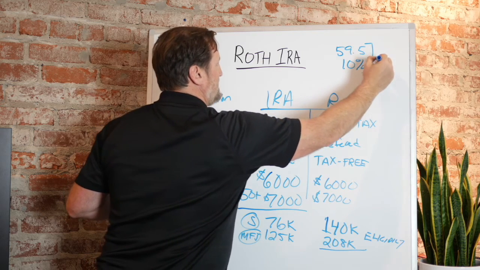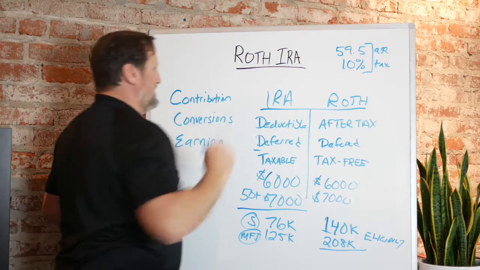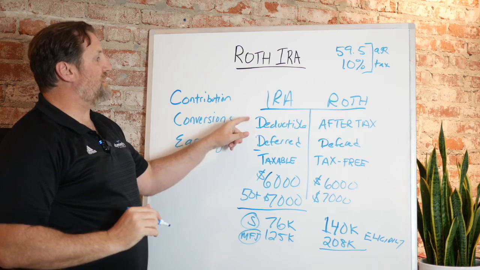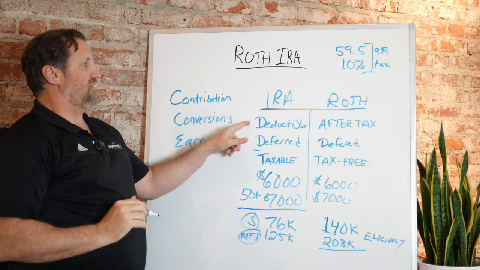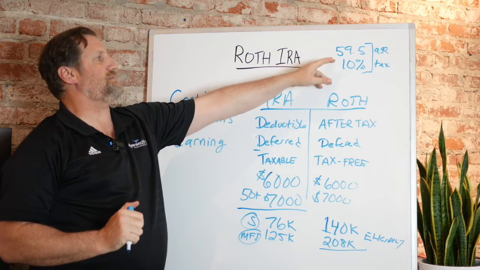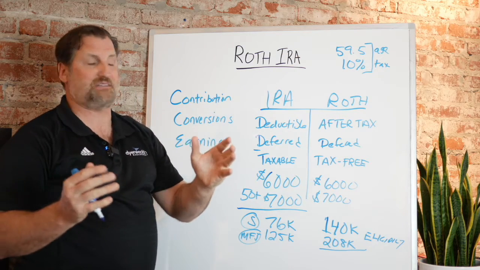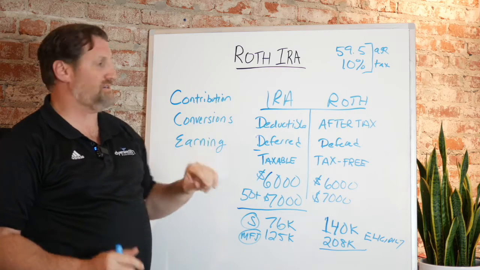Okay, now this is a tax and this is age. So if you take money out of a regular IRA at any time before 59 and a half, it's going to be ordinary income, so whatever your tax bracket is that year, plus a 10% penalty, okay?